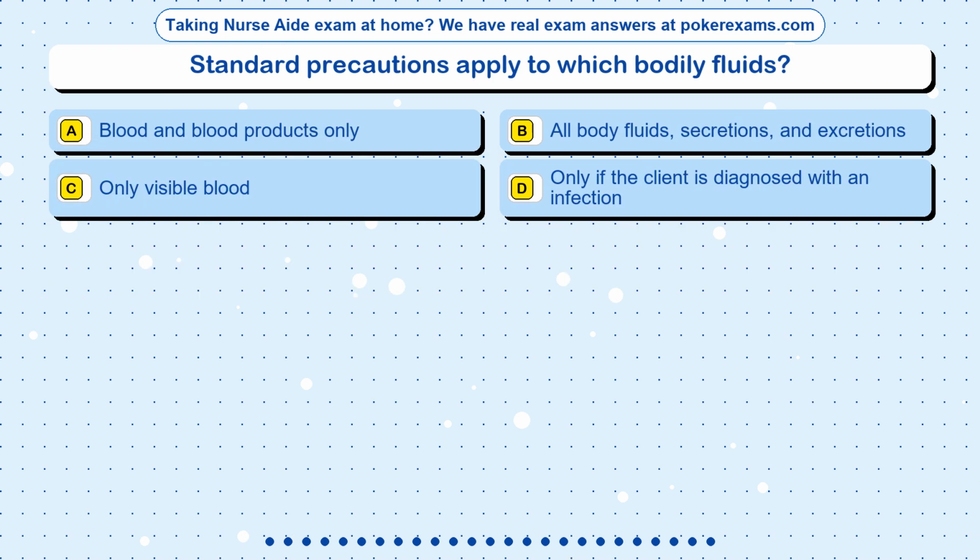Question 9. Standard precautions apply to which bodily fluids? Option A, blood and blood products only. Option B, all body fluids, secretions, and excretions. Option C, only visible blood. Option D, only if the client is diagnosed with an infection.